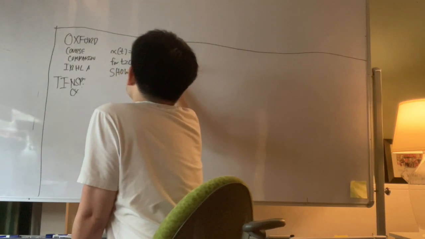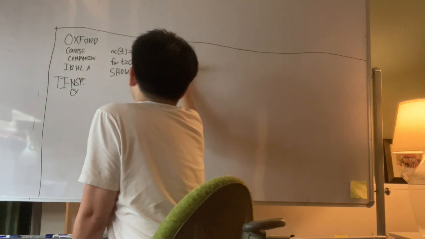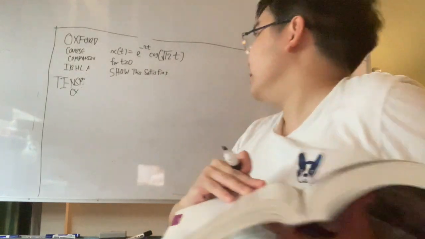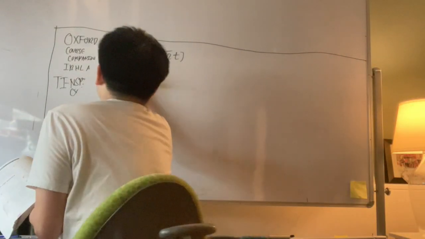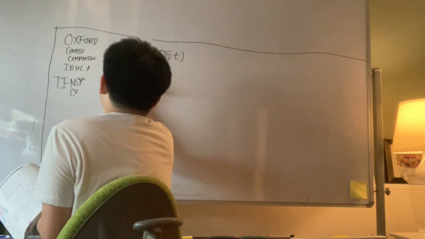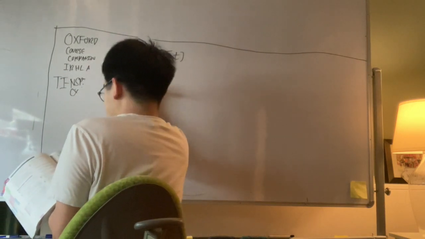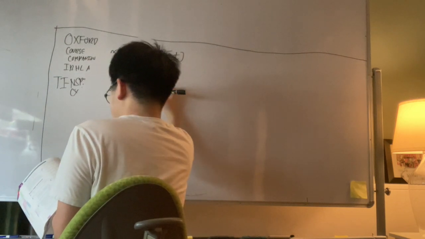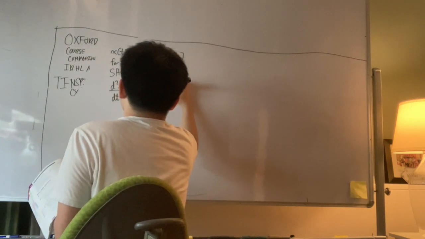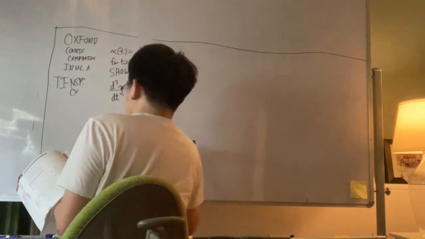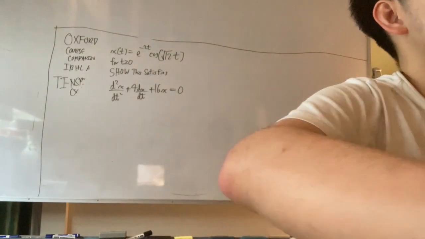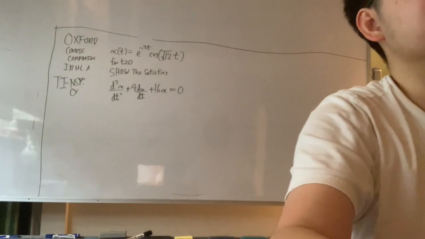Okay, and then you need to show this satisfies the following differential equation, which is d squared x dt squared plus 4 dx dt plus 16x equals 0. A whole bunch of work just to show that the differential equation gives you 0 in the end. So this is going to be extremely painful.